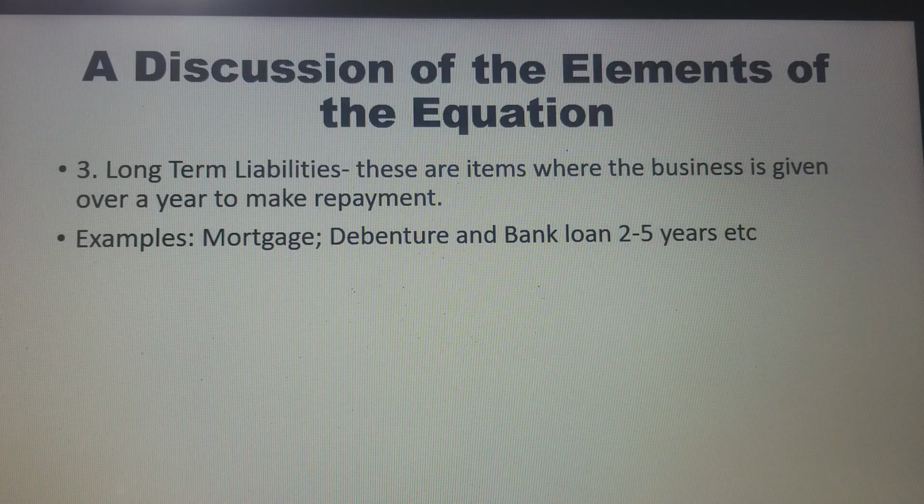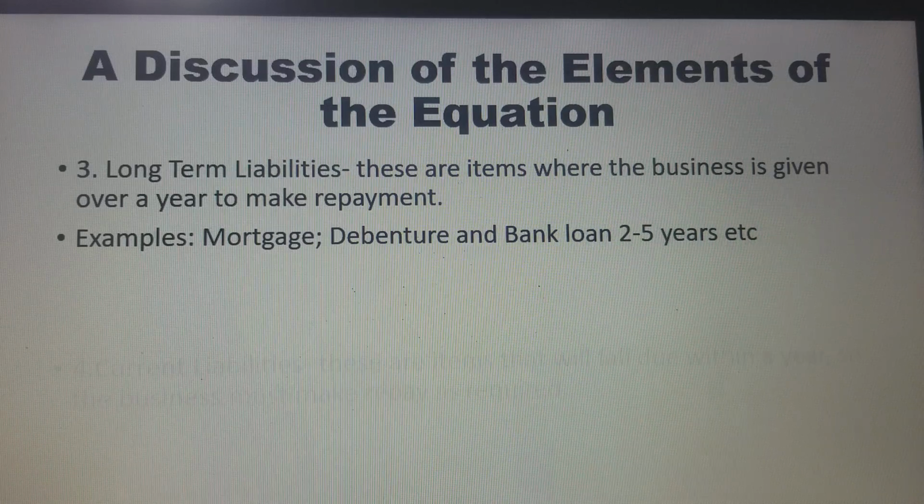So mortgage, take out a mortgage in relation to your house, yes? So you have 20, 30 years to pay it, right? So that's a long-term liability, right? Okay, so let's move on.